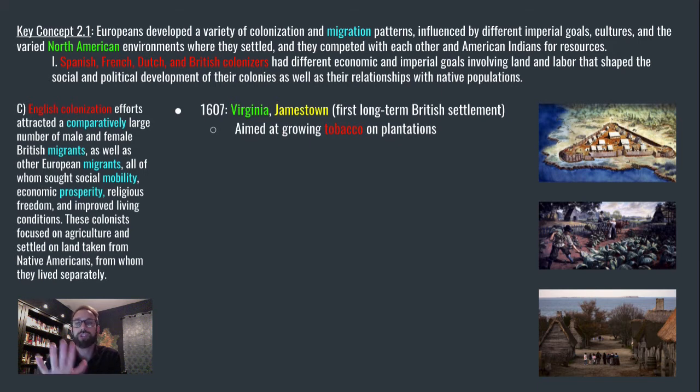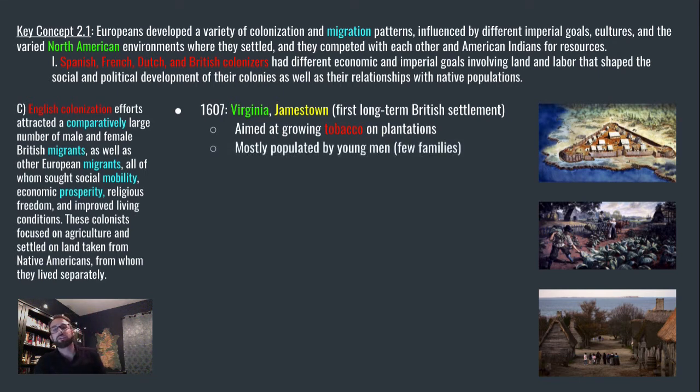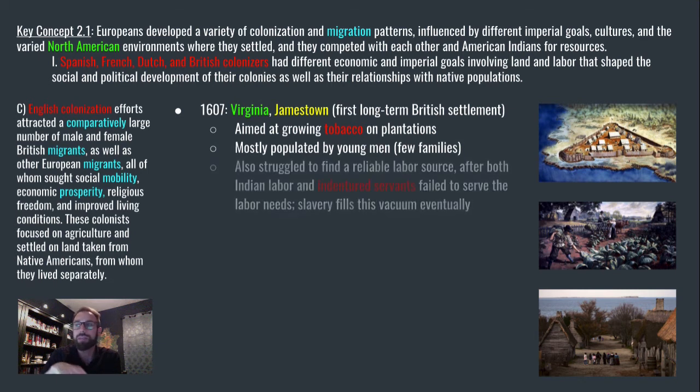So really, Jamestown started as one of these joint stock companies. The idea of invest in this and hope to make a return because it's in such huge demand back home. Most people that went over were young men. If you look at the data, which we have, there were very few families because people were going there to make money, to find glory and gold. They didn't really find either. We'll get to that in a little bit, because they failed to find a reliable labor source.